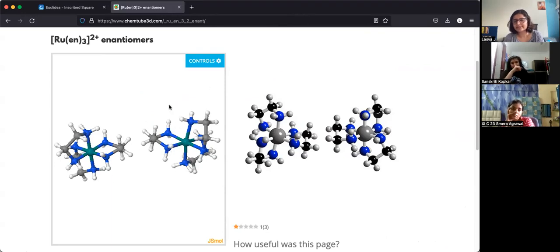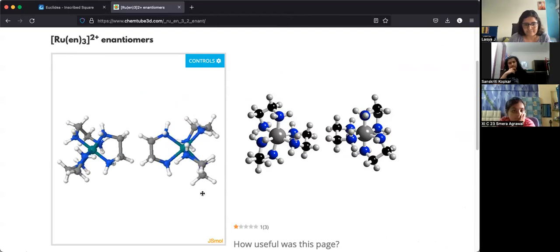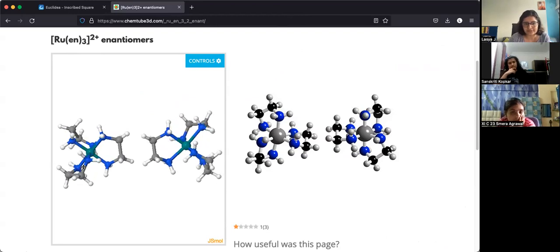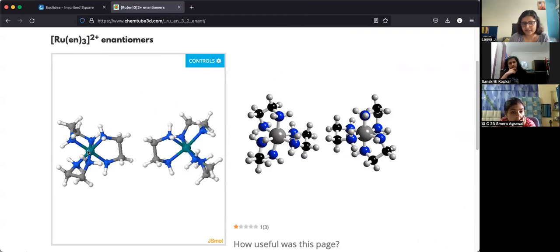So it's not the exact same example. In this case, they've taken tris ethylene diamine ruthenium. So yeah, these are the mirror images. This is the 3D structure. You can see the green color central metal atom here, ruthenium.